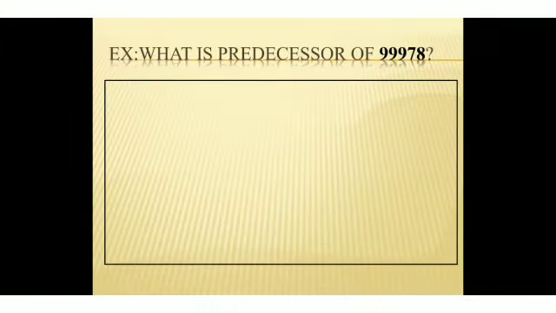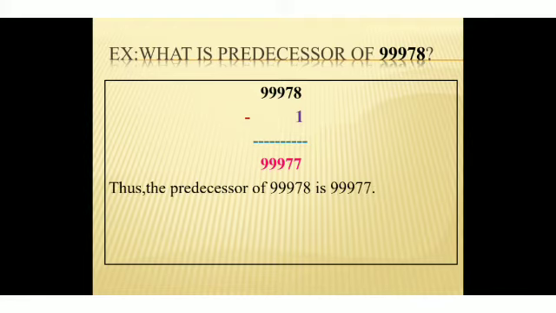If I have a larger number like 99978, to find its predecessor, I will have to subtract 1 from it, and I get 99977. So I can say that 99977 is the predecessor of 99978. Let us look at the successor.